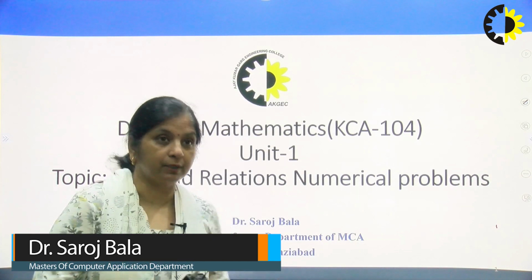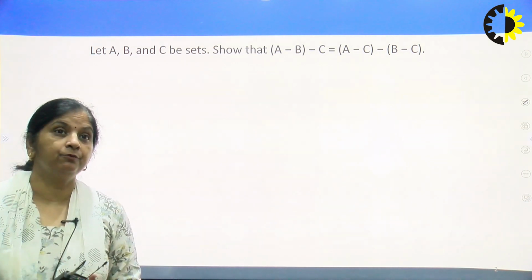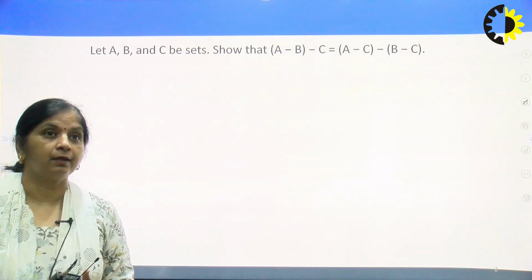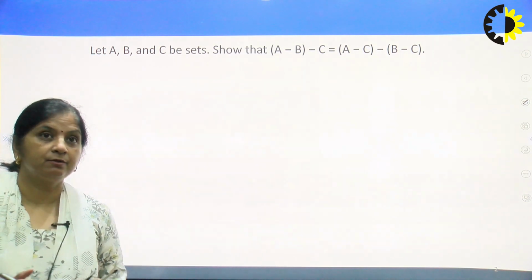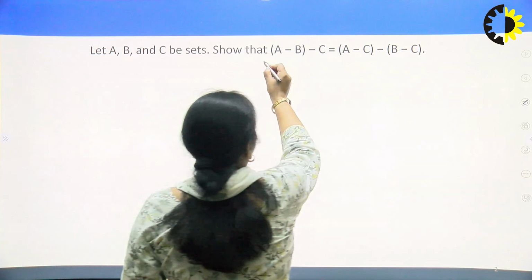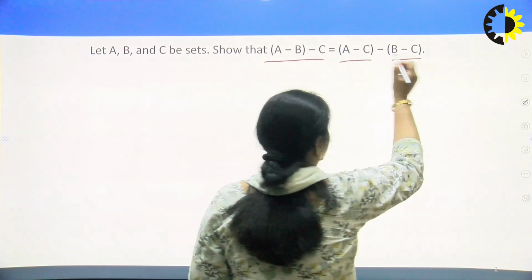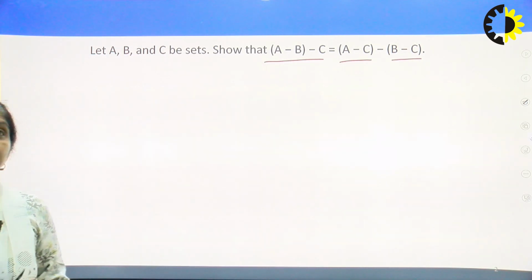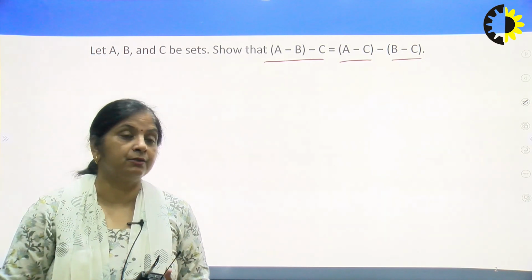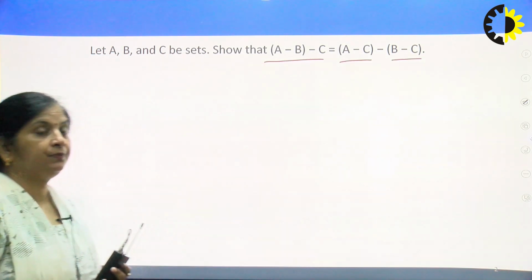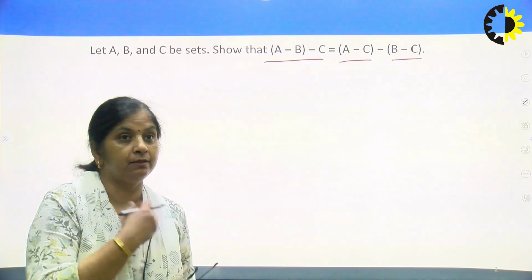Today we are going to discuss some numerical problems on the topics of sets and relations in the subject of discrete mathematics. The first one we are taking here is a set proof. We are given three sets A, B and C, and we have to show that A minus (B minus C) is equal to (A minus C) minus (B minus C). We'll try to understand the method of proofs with the help of definitions, that is set builder form. Now let us understand how we make these proofs.